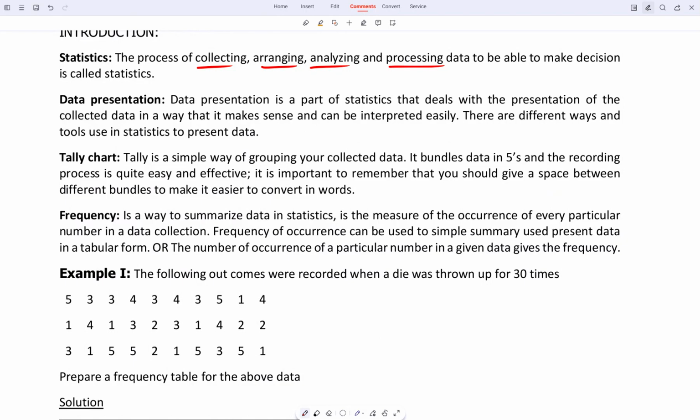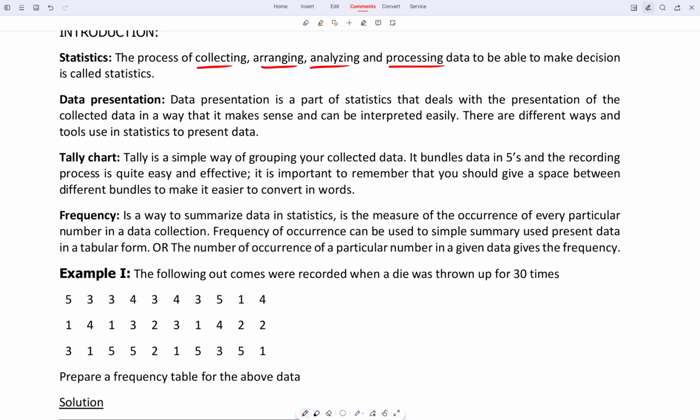So imagine that they collect the data of God's Own School. There are about 150 students in God's Own School. How many boys, how many girls? Then how many boys are in SS1? How many girls are in SS1? How many boys are in SS2? How many girls are in SS2? These are what? Presentation. So the process of presenting those information so that it can make sense and can be interpreted is what we call presentation of data.